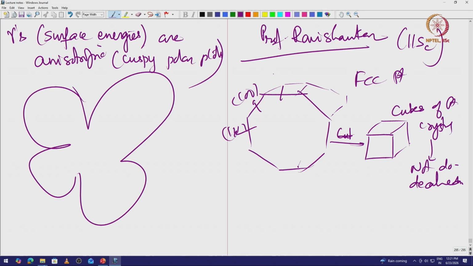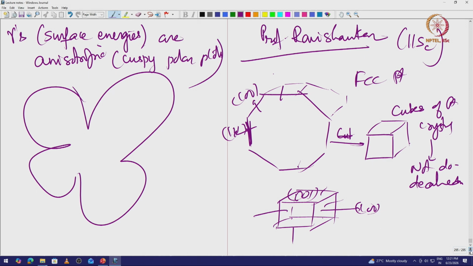Then what I should do is terminate with all the 001 family of planes, which is the 100 family. If I terminate this crystal with the 100 family of planes, then I get a cube. But the 111 has low surface energy, so this is not an equilibrium Wulff shape. So if I want to get a cube, what should I do?